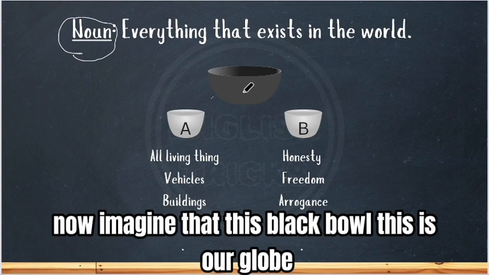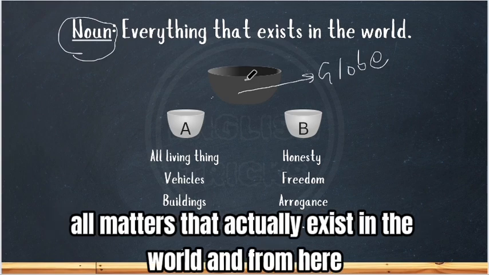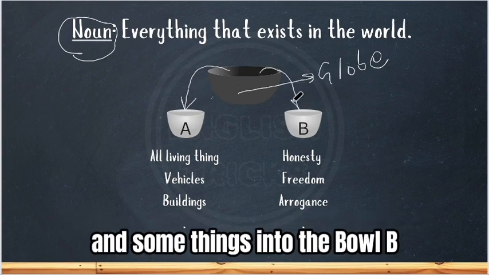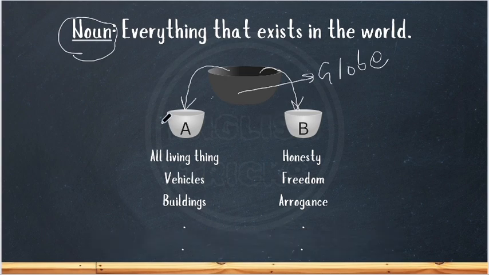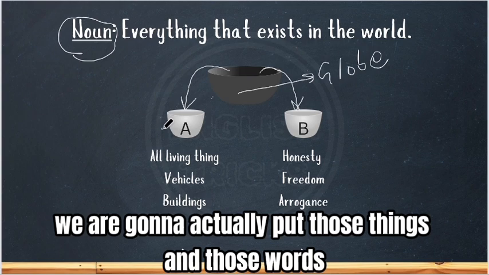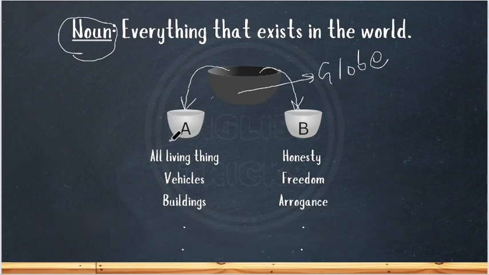Now imagine that this black ball is our globe, our world, and in this ball we have all things, all matters that actually exist in the world. And from here, we're going to transfer some things into this bowl A and some things into bowl B. Now, in bowl A, we are going to put those things and words which have physical existence.